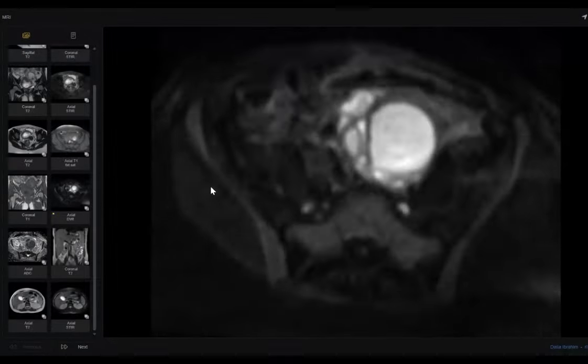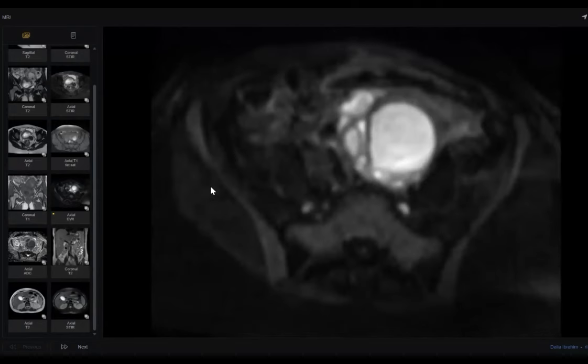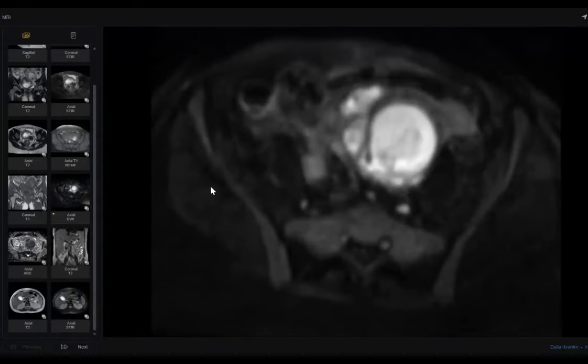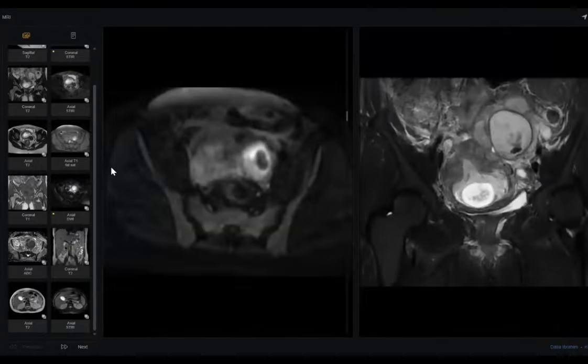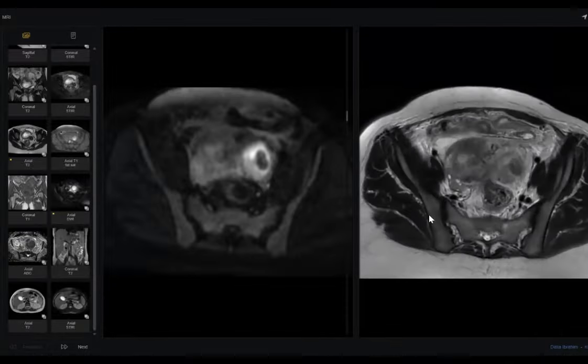Yeah. If I show you this one, what is this? Yeah, this is diffusion. It shows some restriction. So, can I see the ADC as well? Consider it restricted. What's your final diagnosis? So it could be, if it's ectopic pregnancy, causes ovarian torsion. What else? Look here. I'm not sure.